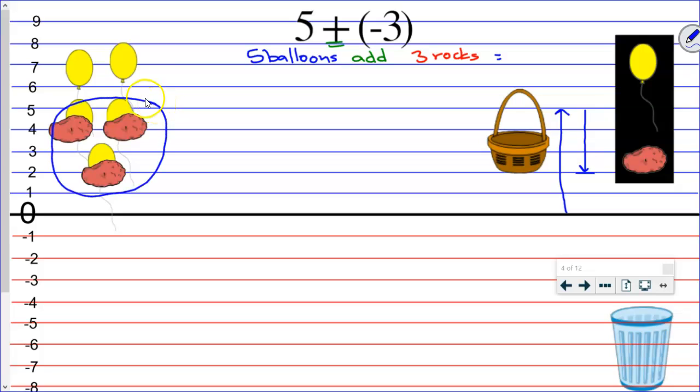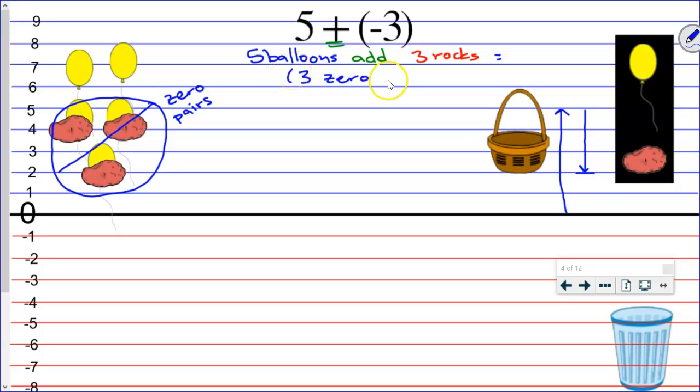Yes, we could get rid of them. I don't want to get rid of them because really, all of these are just zeros. Yeah, it's just 0 pairs. So there's no need to get rid of them because they're just 0 pairs. It's just zeros. So what I want you to show is 5 balloons add 3 rocks. What do we end up with? We end up with 3 0 pairs.